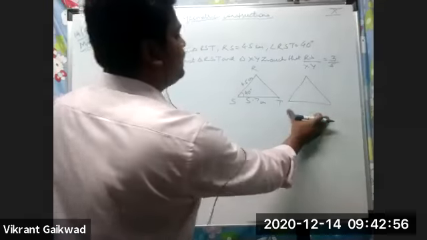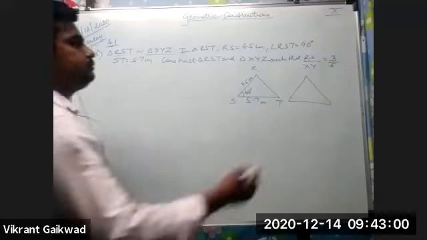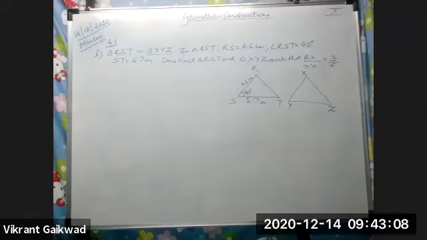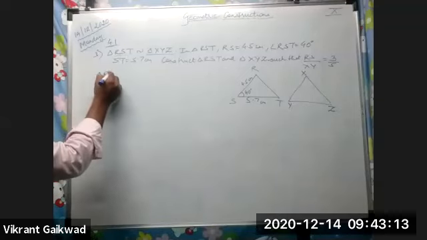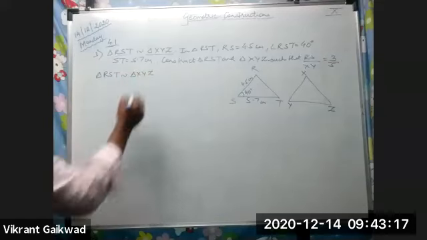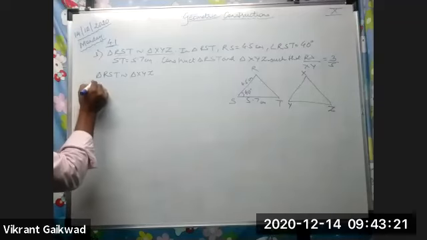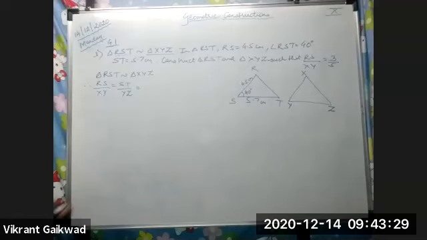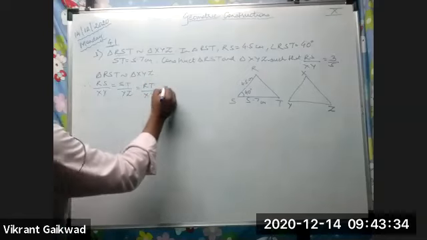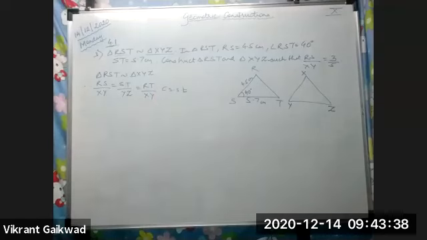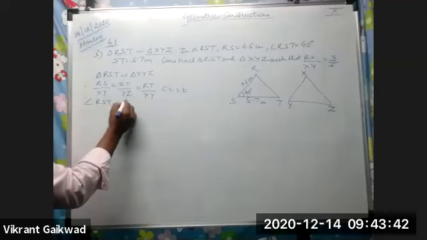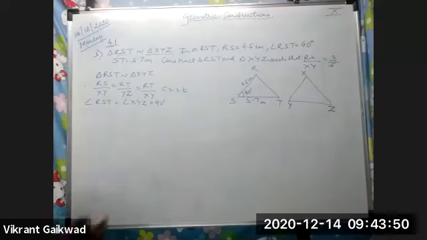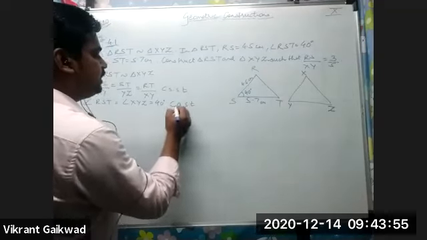For triangle XYZ, none of the values of the sides is given to us, so we need to find those sides. As triangle RST is similar to triangle XYZ, with this property you'll get RS upon XY equals ST upon YZ equals RT upon XZ, corresponding sides of similar triangles. And also angle RST equals angle XYZ, which is 40 degrees, because angle RST is given as 40 degrees, corresponding angles of similar triangles.